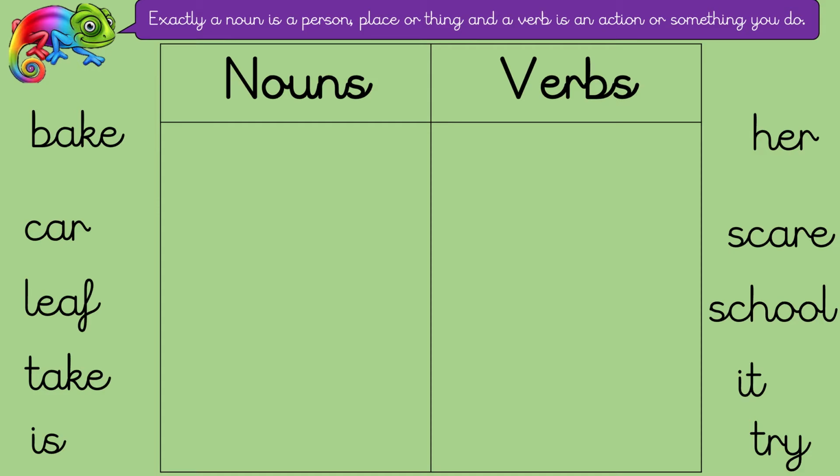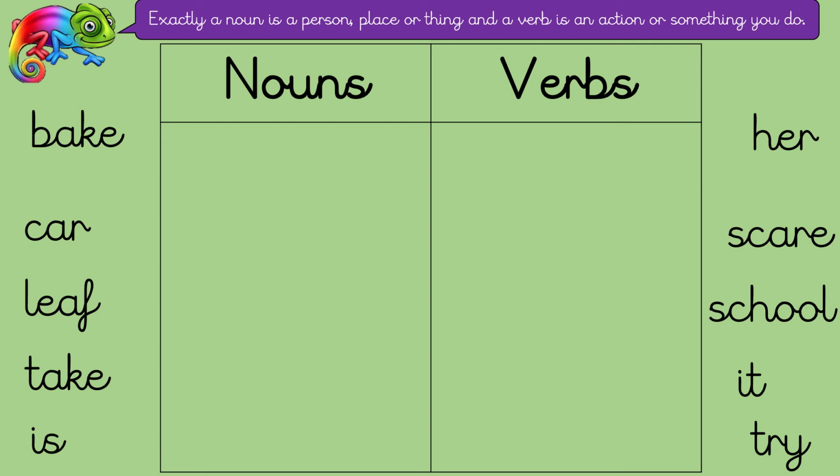Kathy's saying, exactly. A noun is a person, place or thing. And a verb is an action or something you do. Right, so a noun is a person. So I could say Mrs. Draper. A place, that could be school, it could be the park, it could be the shop, it could be a fun fair. Or a thing. Now that could be a car. It's like an object, a book. A table, those are all things.